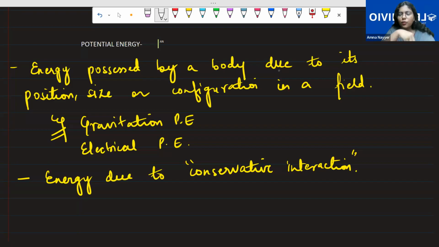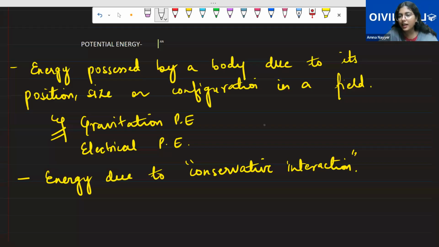This means that whenever the body's position is changing, the configuration, meaning orientation, as in angle, is changing, length is changing, size is increasing, you say a potential energy is there in your system. See, these definitions aren't incorrect, but they are incomplete, because now you know the conservative forces. So you should know whenever there's a conservative interaction.